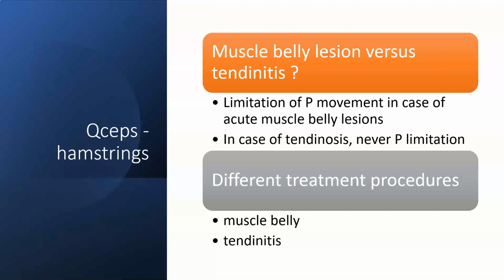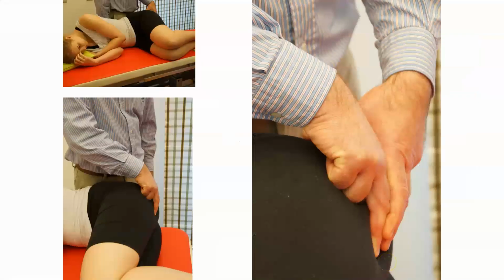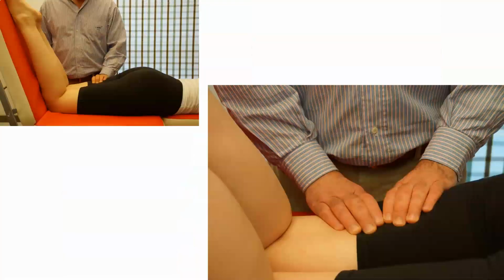In case of a tendinopathy, there is never limitation of passive movement, and this is a general rule all over the body. Tendinosis never causes limitation of passive movement. So if there is limitation, then there's another reason for that. Okay? And of course we can friction the origin of the hamstrings. This is a rather rare lesion, or we friction the muscle belly.